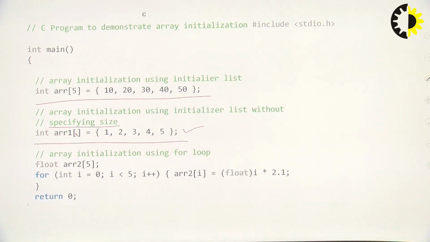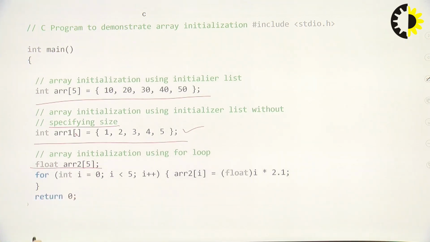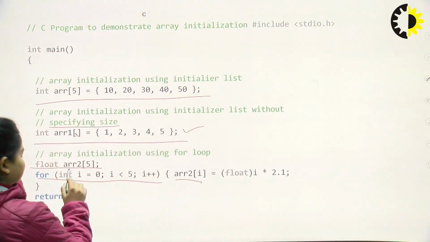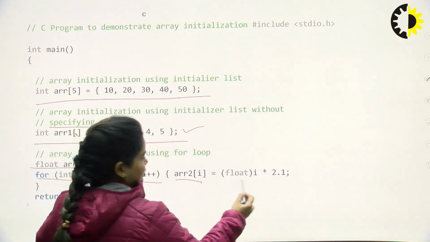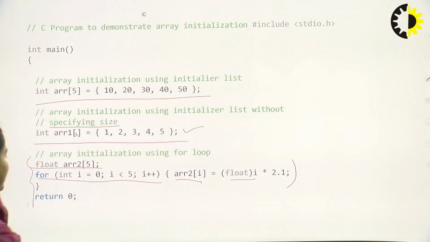Now using a loop, float elements will be declared, int i, 5, array 2. Let's say the name of the array is array 2, i, float 2, i into 2 and i. Fine. Any problem?